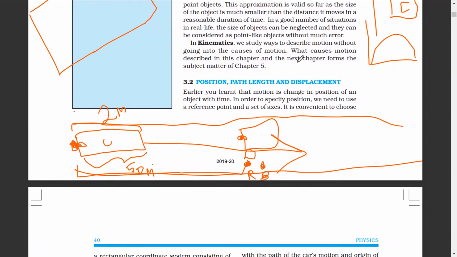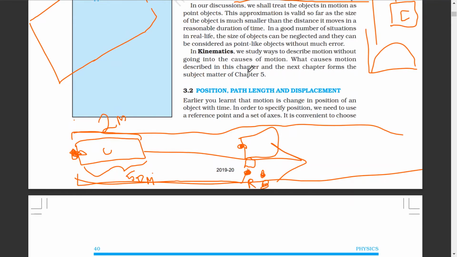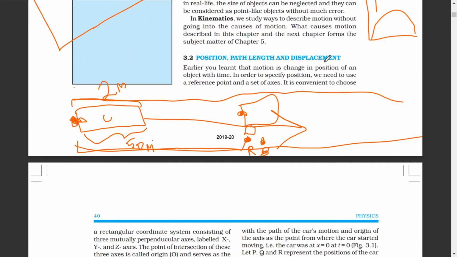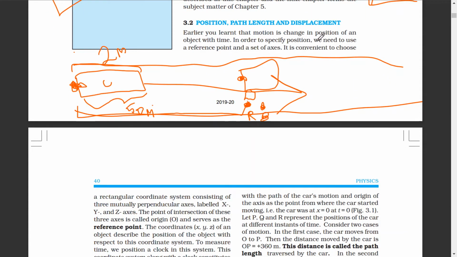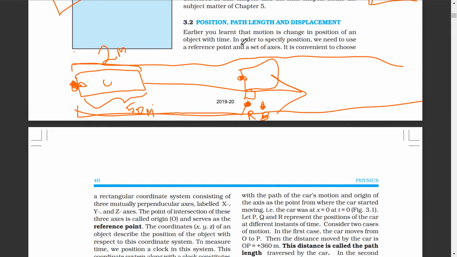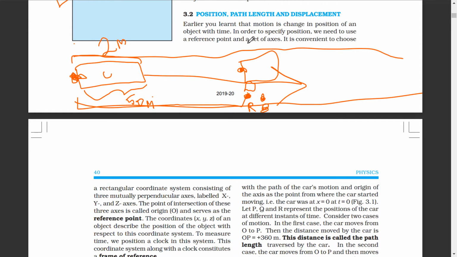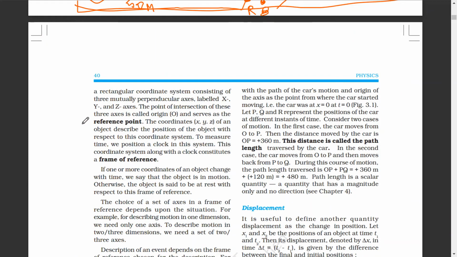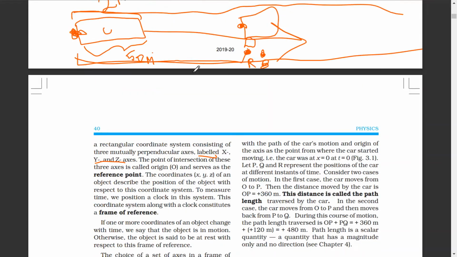Now, without much error. In kinematics, we study ways to describe motion without going into the causes of motion. What causes the motion described in this chapter and the next chapter forms the subject matter of chapter 5. Position, path length, and displacement. Earlier, you have learned that motion is change in position of an object with time. In order to specify position, we need to use a reference point and a set of axes. It is convenient to choose a rectangular coordinate system consisting of three mutually perpendicular axes labeled as x, y, and z axis. So now what he is telling is that we have to take a reference point.